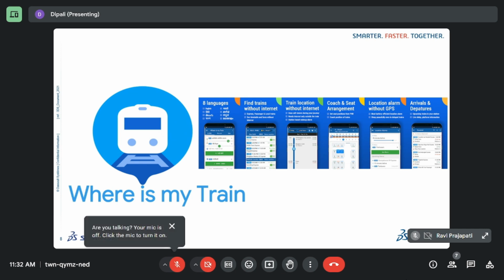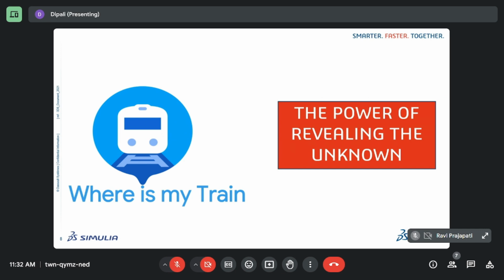Okay, so the MODSIM approach can do the same by revealing the unknown issues. As this app provides me the power of revealing the unknown, MODSIM also provides this power of revealing the unknown. Let's see how it will empower us.